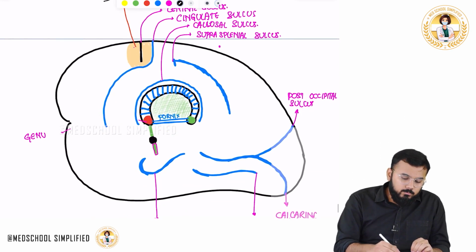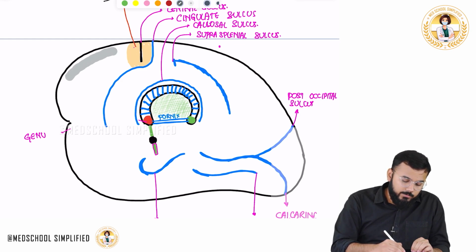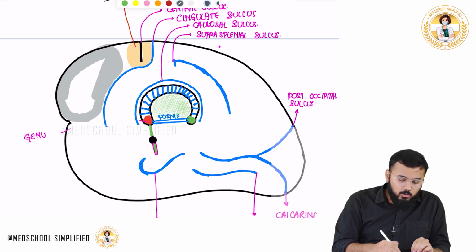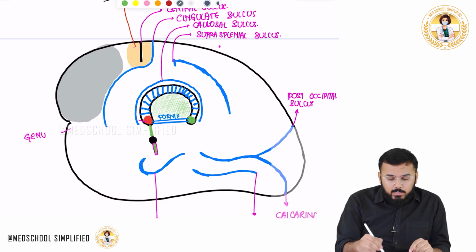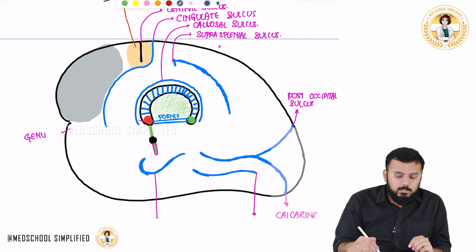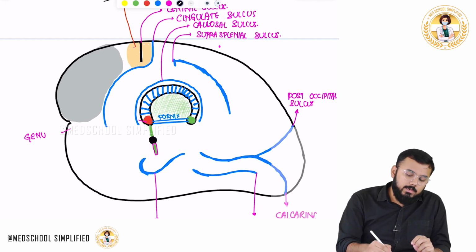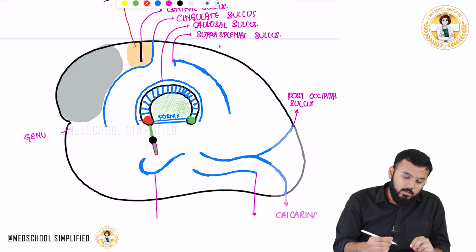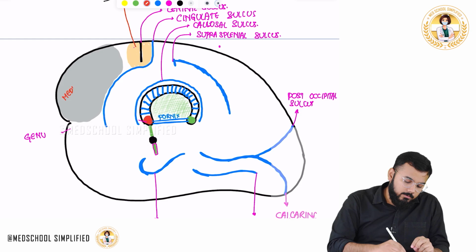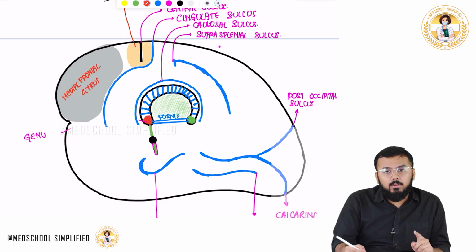Next, in front of this paracentral lobule, you have got another important gyrus over here. You see this gyrus which I am drawing right now. This gyrus is called the frontal gyrus. And next important thing, is this a picture on the medial side or the lateral side? This picture is on the medial side. So you call this gyrus the medial frontal gyrus.